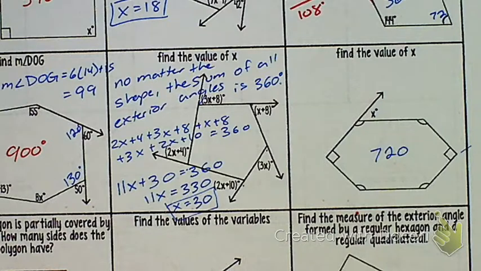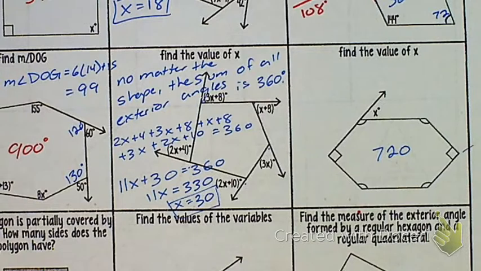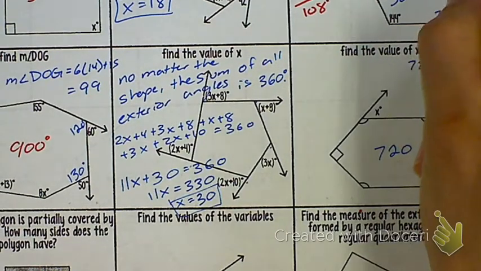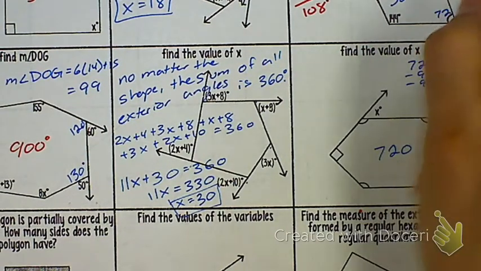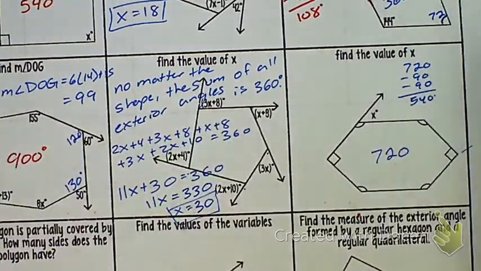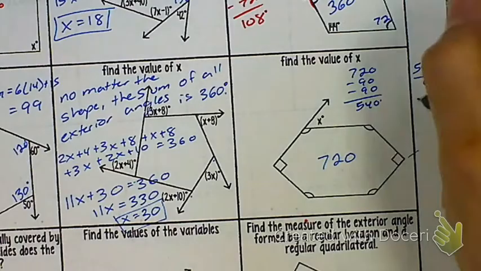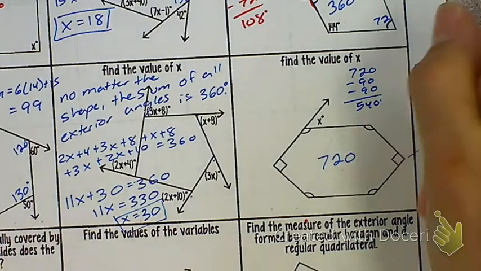Are they all the same amount? Yes, except for the right angles. So subtract those first. What is 720 minus the 2 right angles? 540. Good. 720 minus 90 minus 90 was 540. Now 540, good job, has to be divided evenly between the 4 to give me 135.